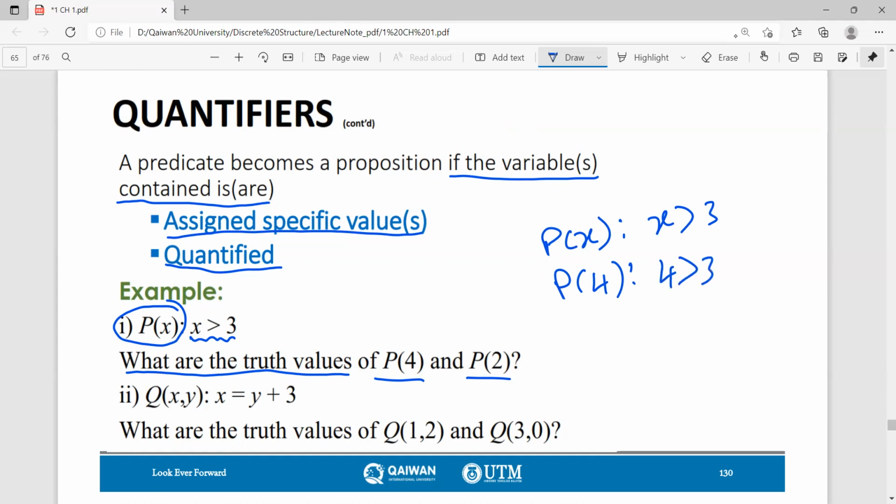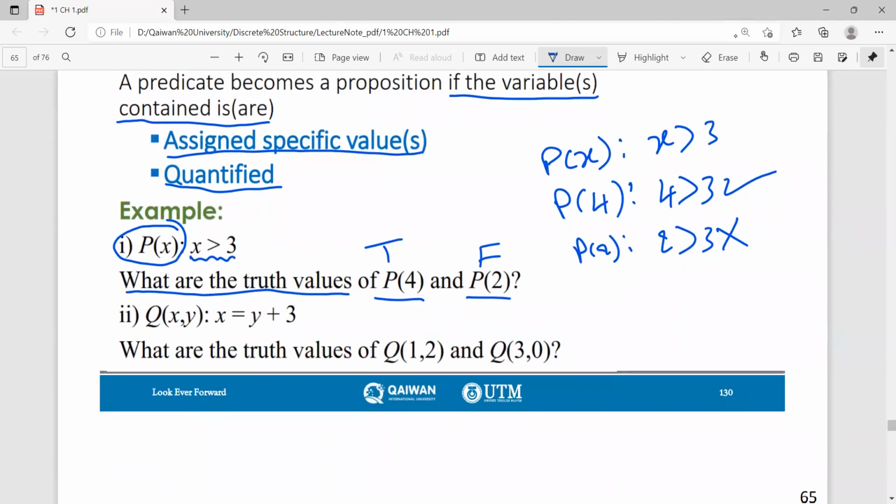4 greater than 3. Is it true? Yes, so this is true. How about P of 2? It's 2 greater than 3. Is it true? No, it's false. It's about the truth values of that quantifier.